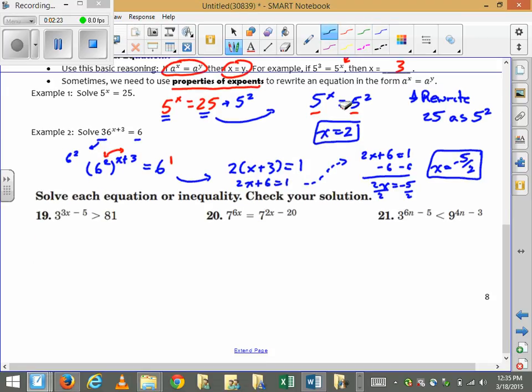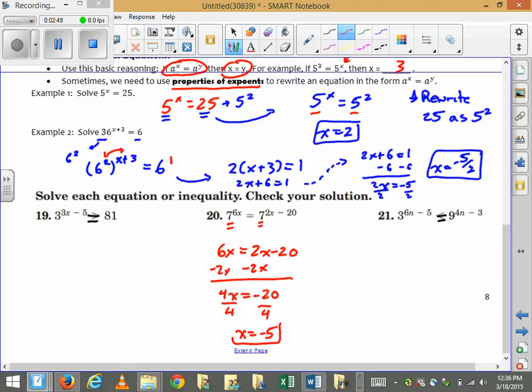Now, for 19 and 21, just turn these into equals. That was a mistake that we made. Number 20, actually, I'm going to start right there. You can see they're both 7s. So I don't have to do any tricks here. I can just say 6x equals 2x minus 20. Now, start solving. Subtract 2x from both sides. So now I've got 4x equals negative 20. Divide by 4, divide by 4, so x equals negative 5.